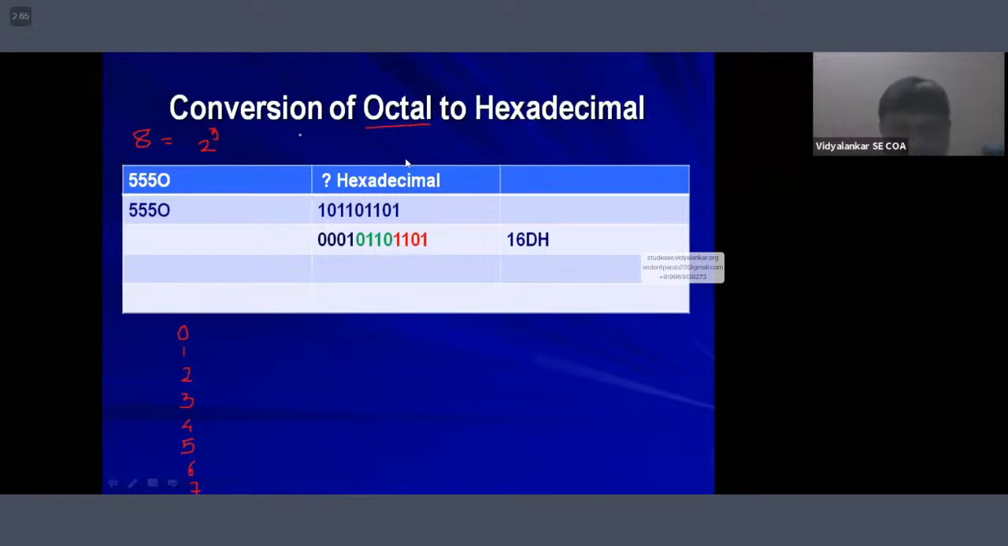2 raised to power 3 is 8. And when I say 2, that means it is binary. Binary का मतलब है bits. So 3 bits you use to represent an octal number. ये एक बहुत ही अच्छा question है, and normally people don't answer this particular question.